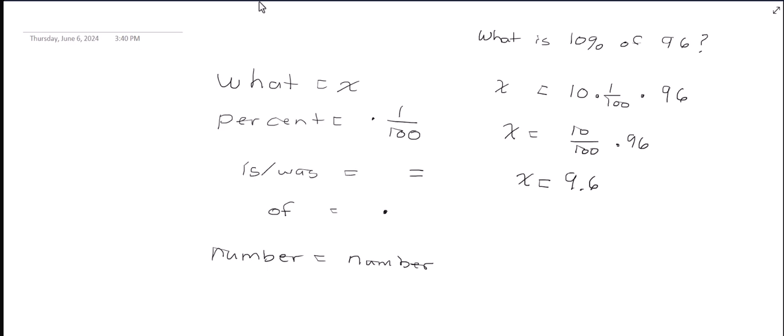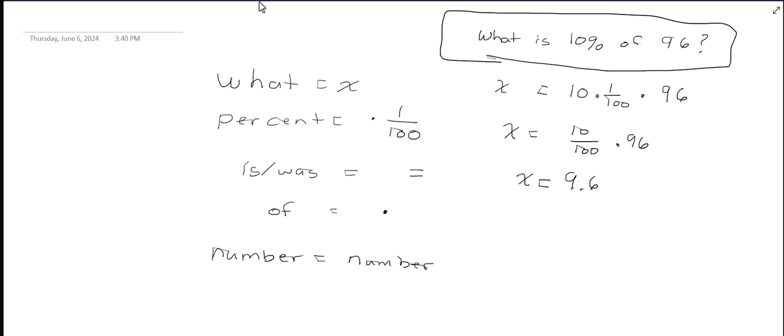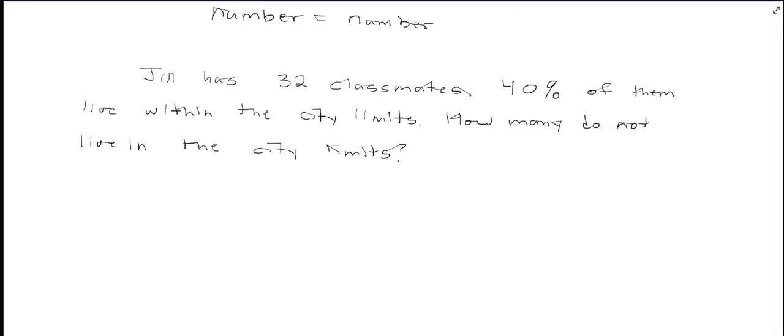Okay, but the trick is often to figure out what the question is and then to reword it in the way that is just, what is the basic question? So let's look at an example. Okay, so here's a problem. Jill has 32 classmates. 40% of them live within the city limits. How many do not live within the city limits? So you want to figure out, well, what is my percent question? If I had to write this as a percent question, what would the question be?